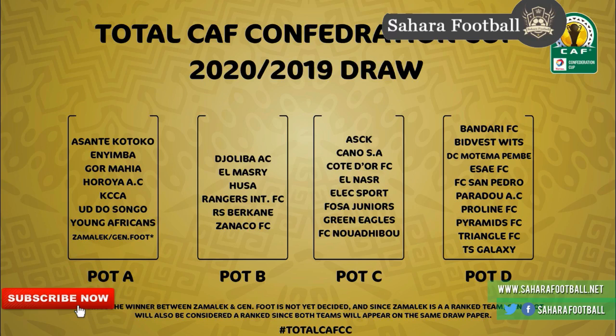Kumasi Asante Kotoko have been placed in Pot A for the CAF Confederation Cup playoffs. As you can see here on your screen, Kumasi Asante Kotoko are in Pot A. It's 4 pots and they will be paired for the playoff. 16 teams will take part in the group stages, as did Kumasi Asante Kotoko last year. Can they make it out of it? Let's go have a look at who they are meeting first of all.